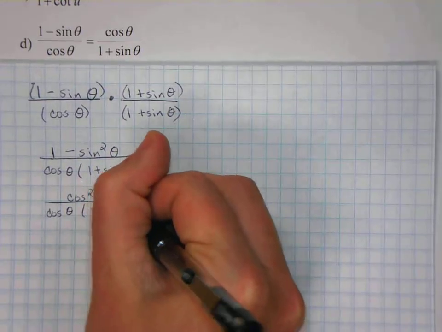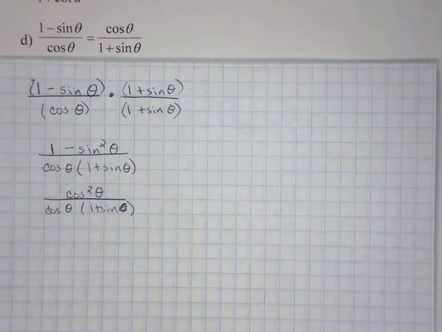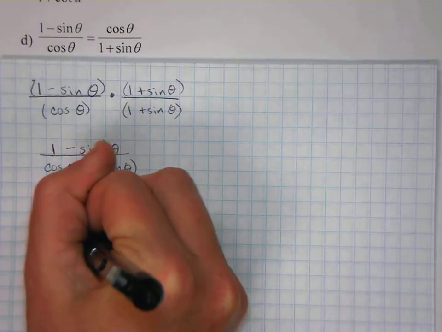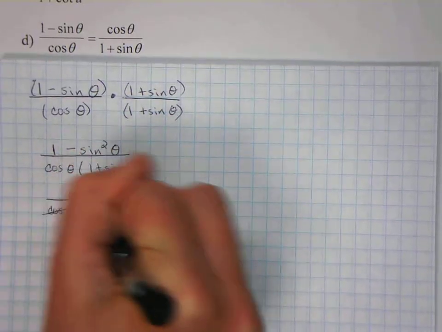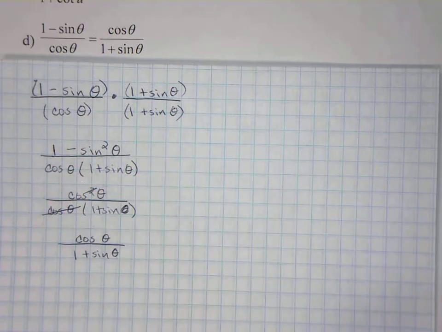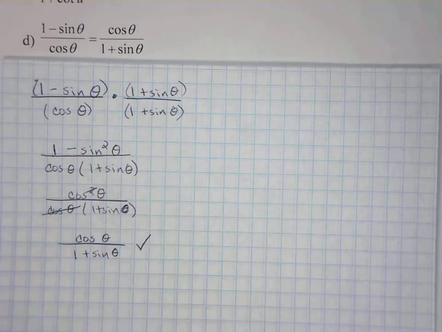And then I hope you guys can see here that I have two factors of cosine, or a cosine squared, in the numerator, and one factor of cosine in the denominator. So I can reduce one of those, and I end up with cosine of theta over 1 plus sine theta. And again, looking back at the original question, that's what I wanted.